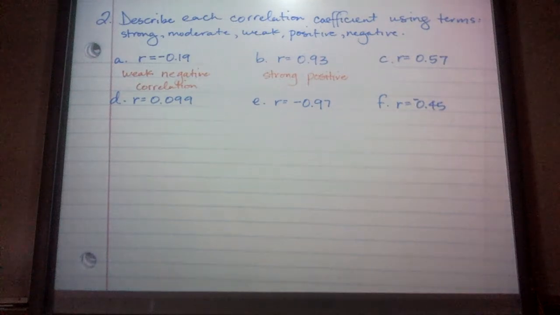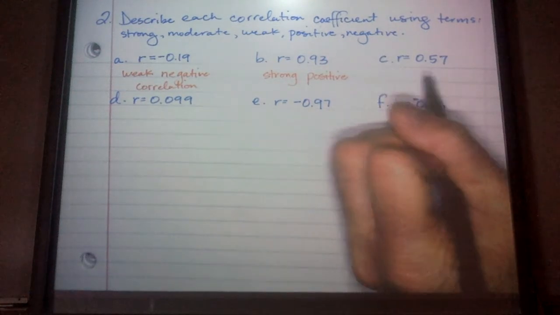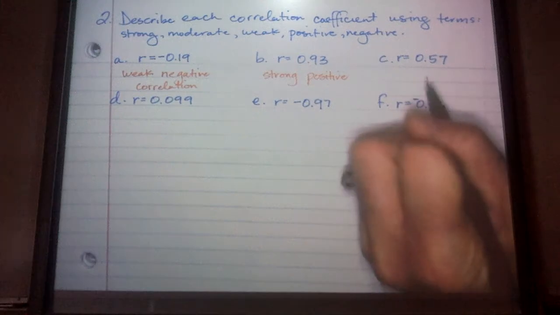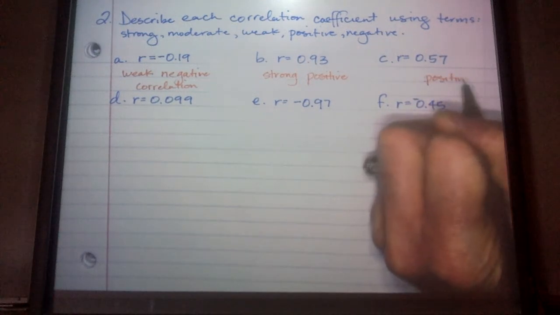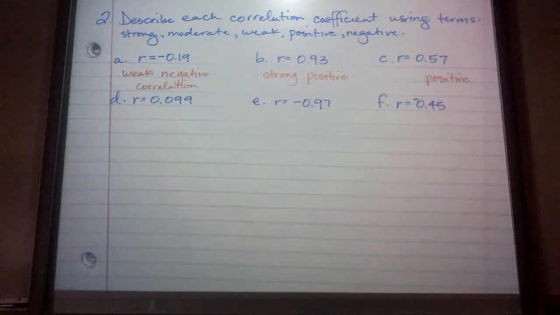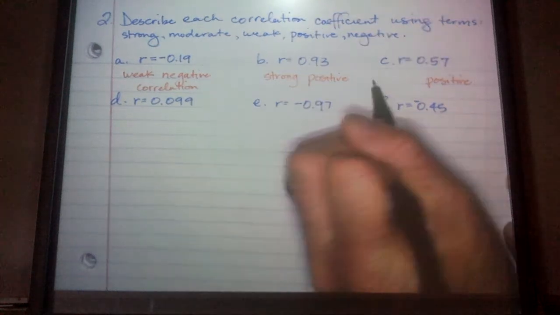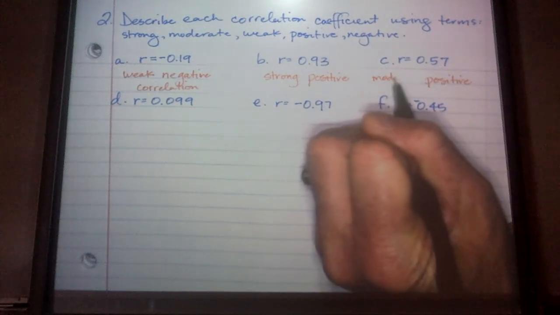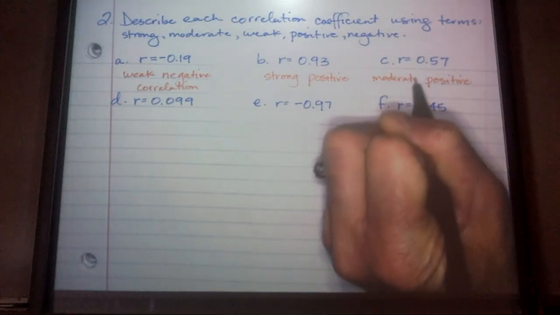Okay. In part C, again, this is a positive decimal, so I know it's positive. And then I have to talk about whether I think it's weak, strong, or moderate. Now, think of that as 57 cents. 57 cents is basically in the middle of having 0 or $1. So that's where the word moderate comes in, it's right in the middle. So think of middle as moderate.